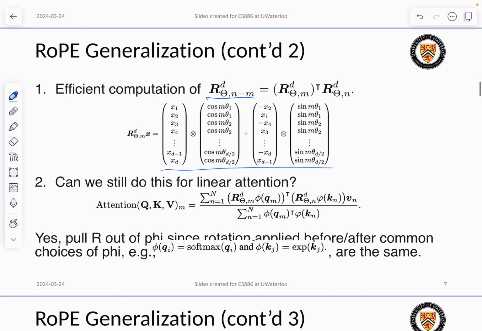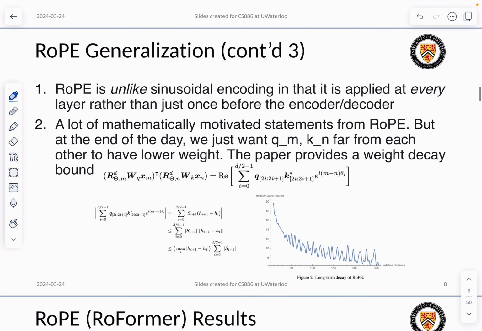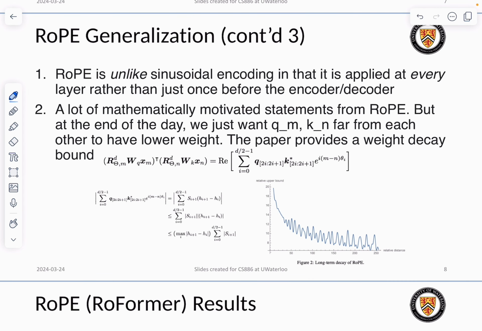And we can continue doing this for linear attention, because common choices of the map here are basically just a normalization scheme, so they're still around the same area. So this is Q and K, and this is phi of Q and phi of K. They're still around the same area after a normalization scheme. So the idea is that rotating them would still work.